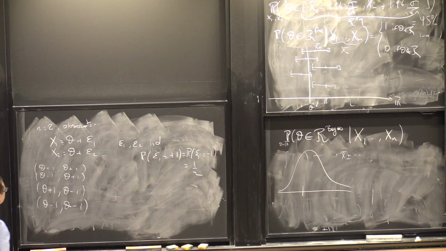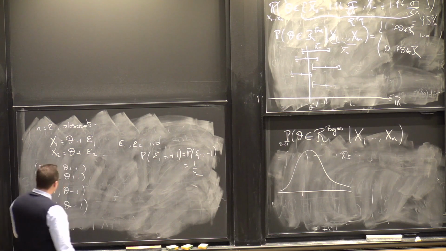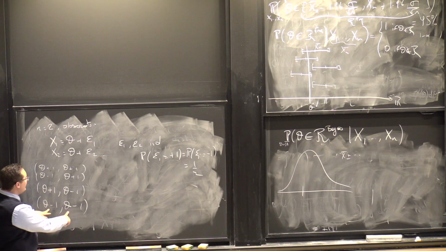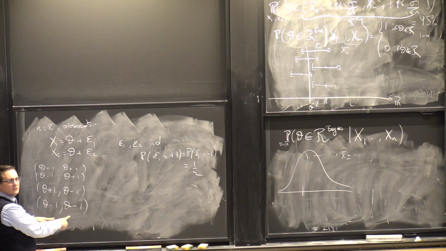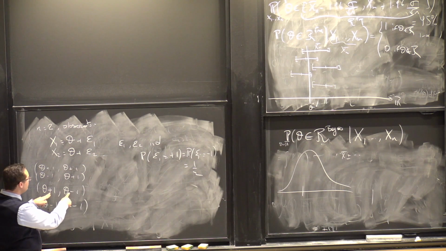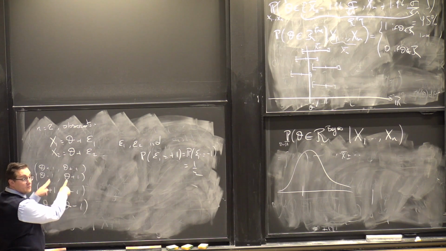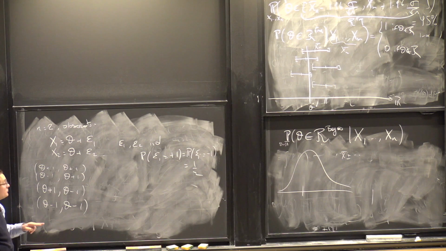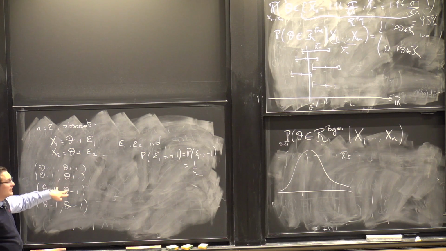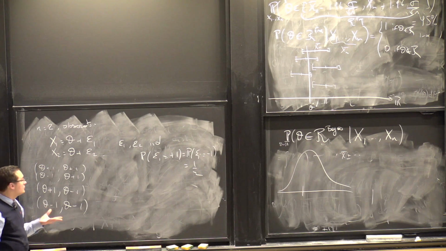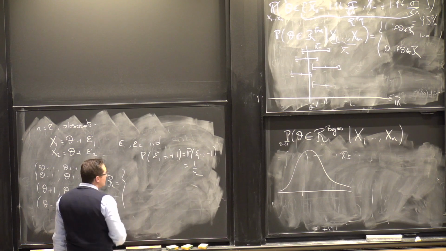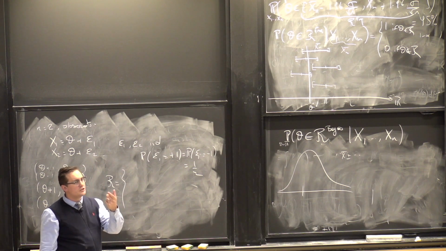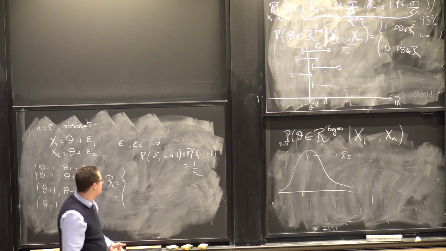So in particular, if they take the same value, I know it's either theta plus 1 or theta minus 1. And if they take different values, I know one of them is theta plus 1 and one is theta minus 1. So if I take the average of those two when they take different values, I know I'm getting theta, right? So let's build a confidence region. I'm going to take a confidence region which is just a singleton.